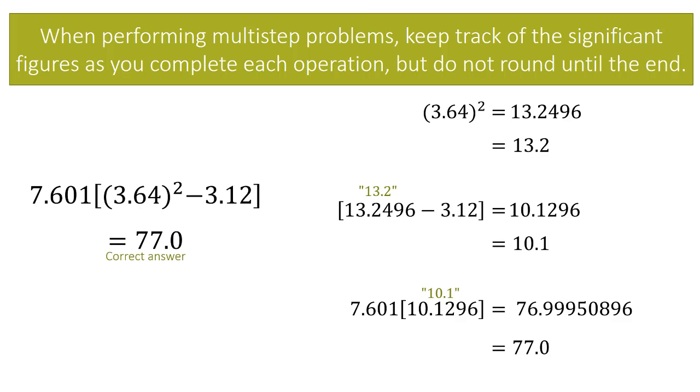If I had rounded between each of these steps, and instead of using the unrounded number, I used the rounded number, I would have ended up with something a little bit different, 76.7, if I had rounded between the steps.